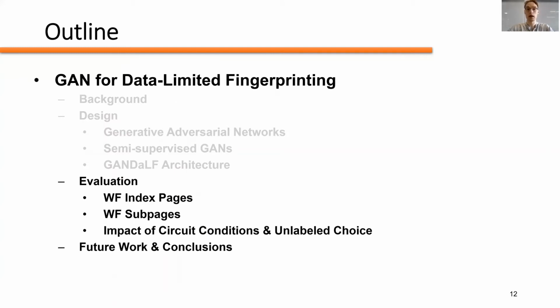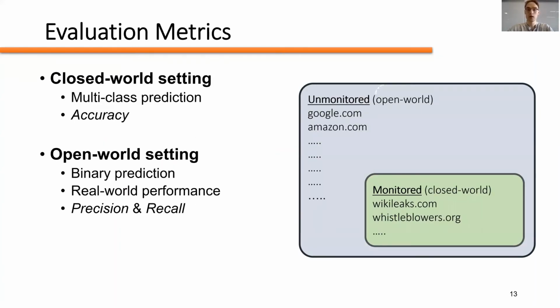So up next, we'll be reviewing the results of our evaluations against GANDALF. Website fingerprinting experiments are performed in two scenarios, closed world and open world settings. These scenarios describe what restrictions have been put on the experiment. In the closed world experiments, the classification model is only given traffic from a small set of monitored websites.